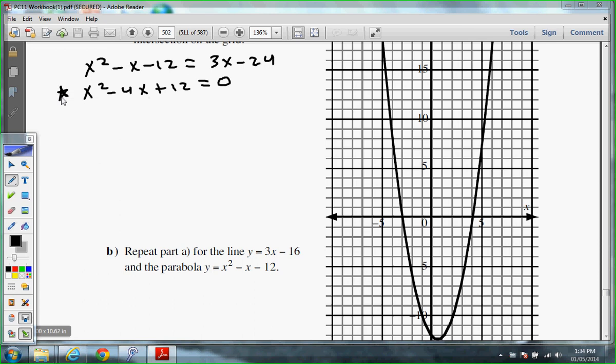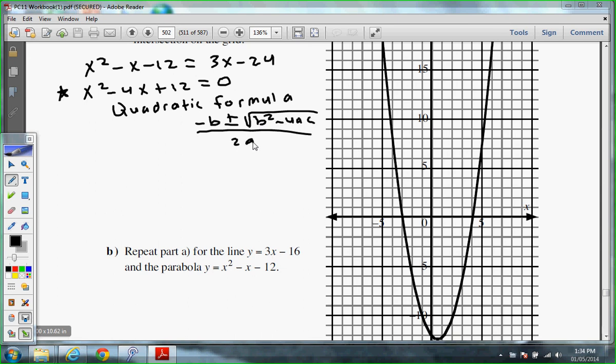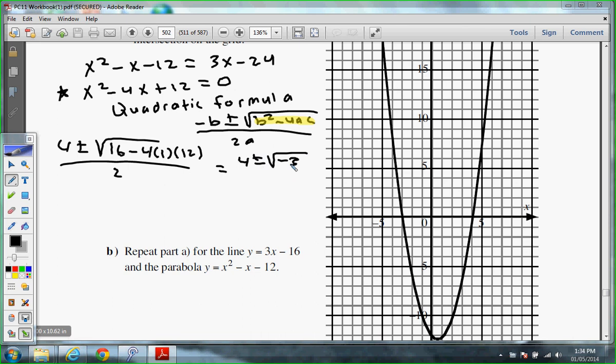This is not factorable. When it's not factorable, we want to go back to thinking about the quadratic formula. That's negative b plus or minus the square root of b squared minus 4ac, all over 2a. And remember, this piece here is the discriminant piece. This tells us a lot of information in terms of how many answers to expect. When I plug this in, I'm going to get 4 plus or minus the square root of 16 minus 4 times 1 times 12, all over 2 times 1, which is just 2, which gives me 4 plus or minus the square root of negative 32.